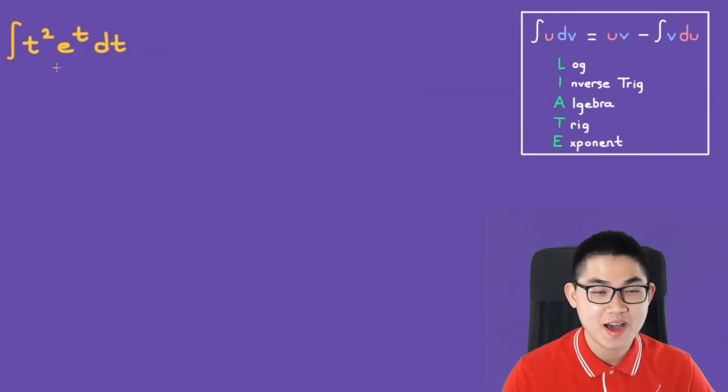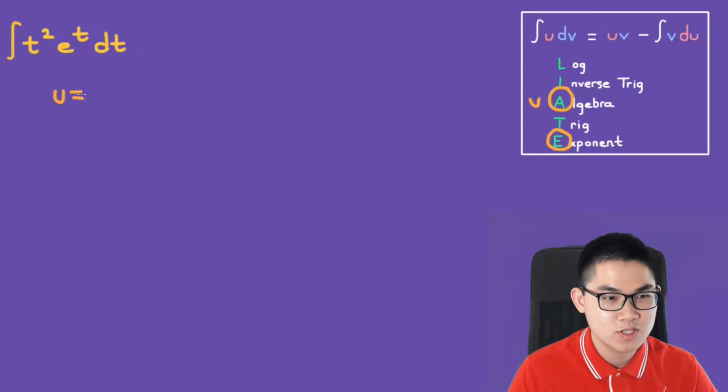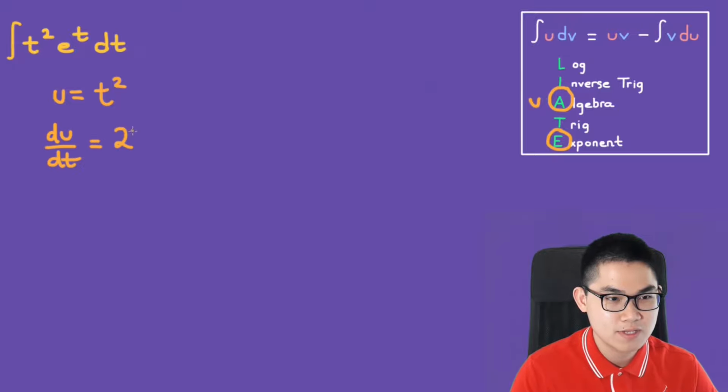The integral of t to the power of 2 times e to the power of t dt. So first of all, we see here we have t to the power of 2, and that's basically algebra. And e to the power of t is exponent. And the first circle at the top will be a u. So u is equal to the algebra one, which is t to the power of 2. We do the derivative. So du over dt is equal to 2 times t. So du will be equal to 2t times dt.